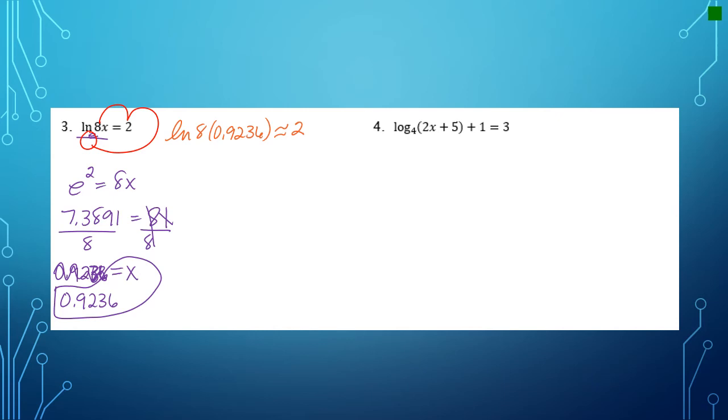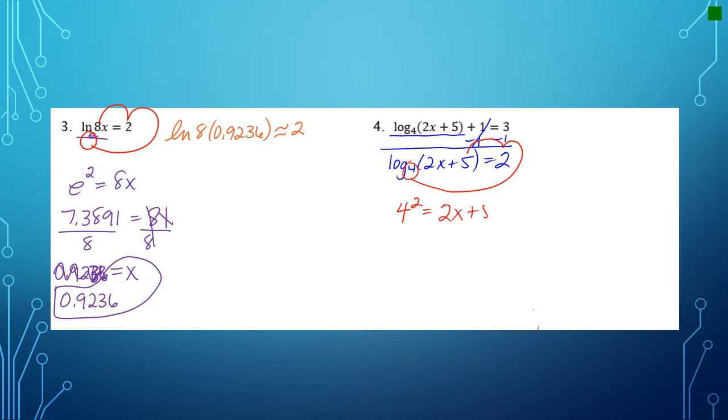All right, problem 4, I have to get the logarithmic expression by itself. That would be this right here. So that means I have to subtract this 1 to the other side. So I have log base 4 of 2x plus 5 equals 2. So now I can put this into exponential form. So I would have 4 squared equals 2x plus 5.